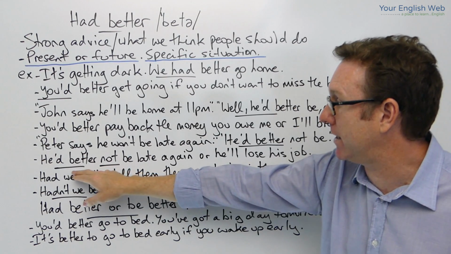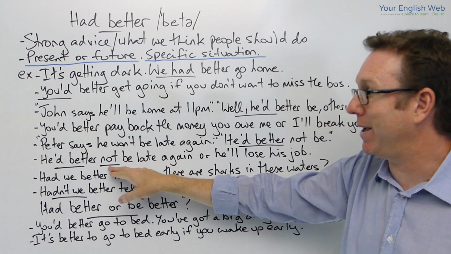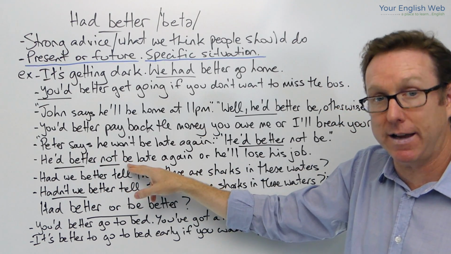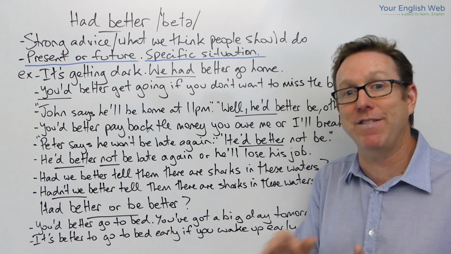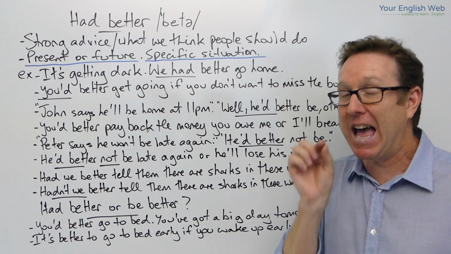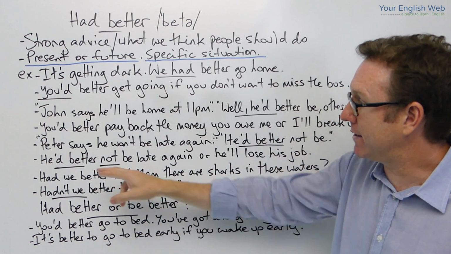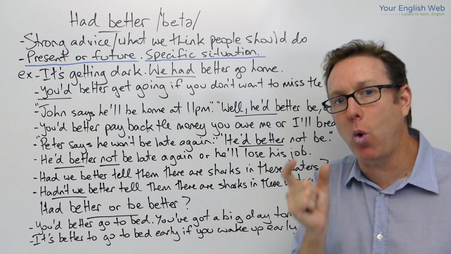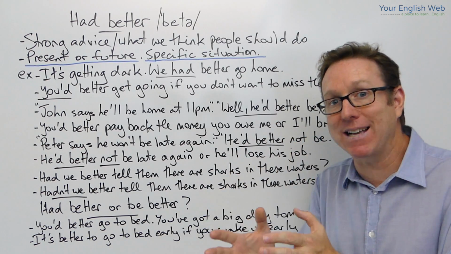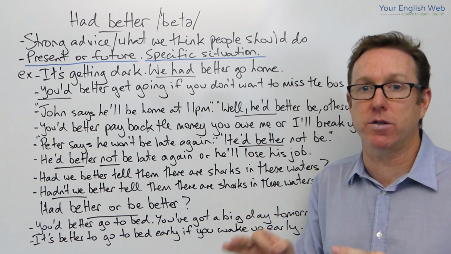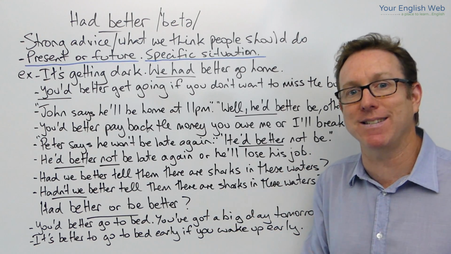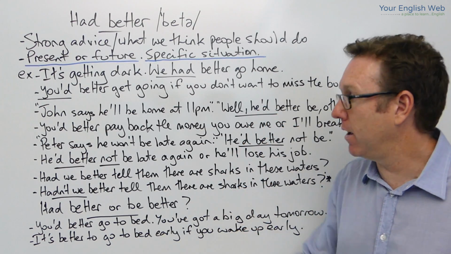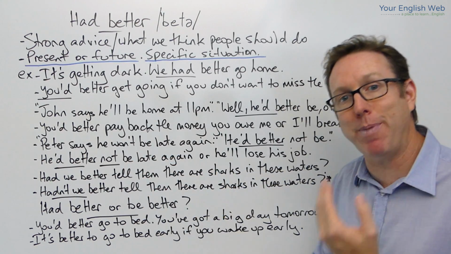Now we can see here the negative structure. He'd better not be late again. So the not goes in between the better and the infinitive verb. Now remember, with the infinitive there's no to. It's a bare infinitive. And also another point is that we can't say have better. Have better doesn't exist. Had better is always the structure. So had better plus the bare infinitive is always the structure. There's no present tense here for this verb, okay? So it's always had better, not have better, plus the bare infinitive.